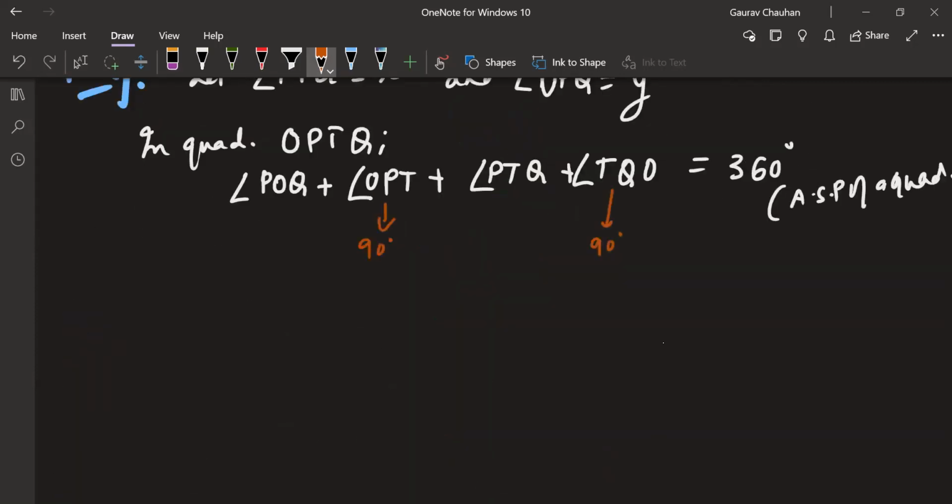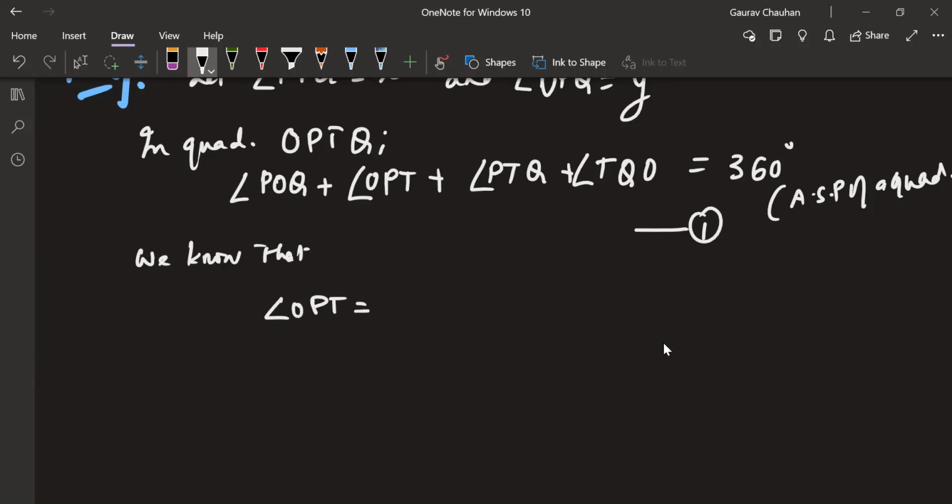Radius drawn to the point of contact is perpendicular to the tangent. Okay, so we have to write that reason. Actually, we can't just skip it. So let's mark this as 1. We know that angle OPT is equal to 90° and angle TQO is equal to 90°.